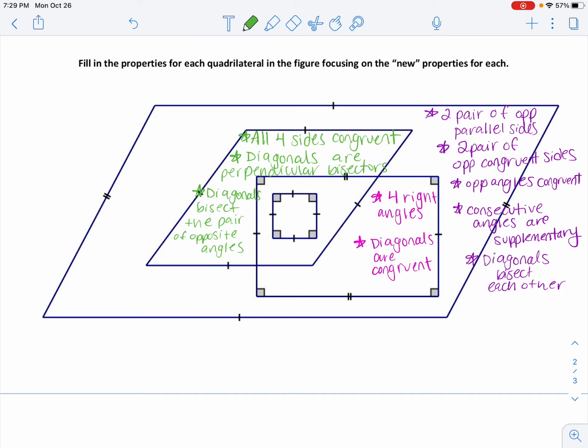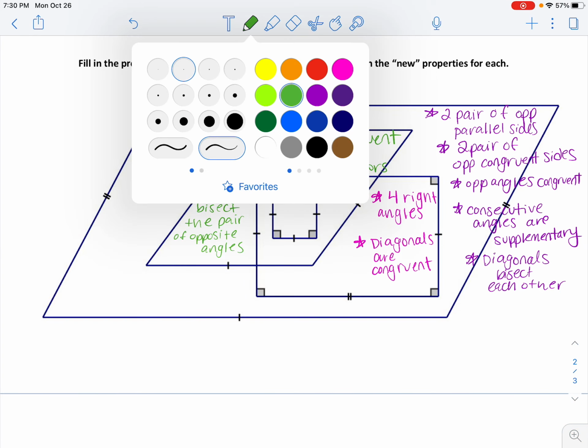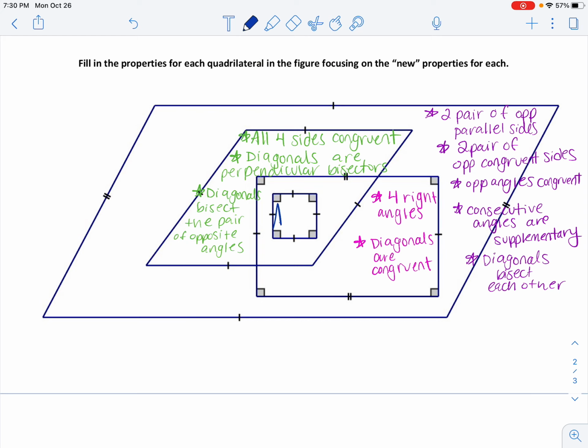Now, what about the square? A square is a parallelogram, it's a rhombus, and it's a rectangle. So the square has all the properties from above. It has every single property listed in all of the other quadrilaterals. It's got all of them. So it has 1, 2, 3, 4, 5, 6, 7, 8, 9, 10 different properties. We can say the square holds all of them.